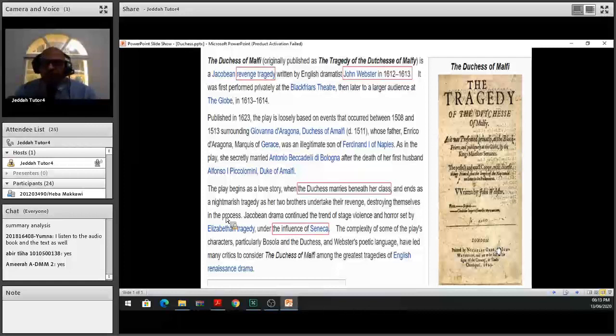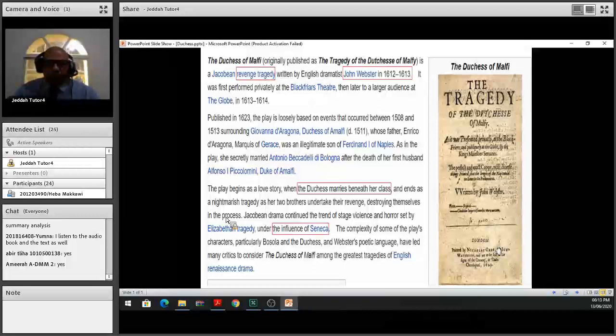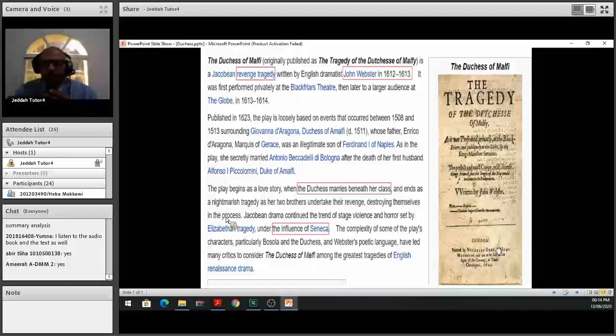It's a love story that has this idea of marrying beneath one's class. And it ends as a nightmarish tragedy, as the two brothers of the Duchess undertake the revenge, destroying themselves in the process. So again, it has all the characteristics of a revenge tragedy, where you do something and somebody takes revenge on you, and the whole fabric of the family or the house or even the entire country collapses because of the revengeful actions that all the characters undertake.